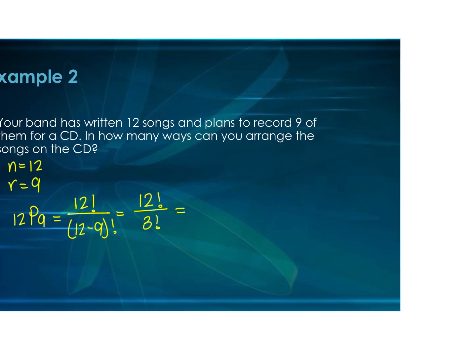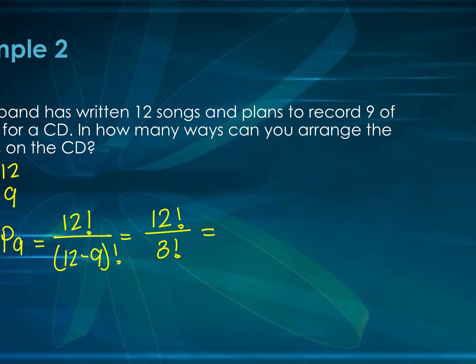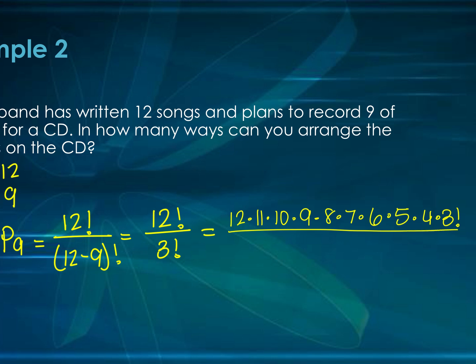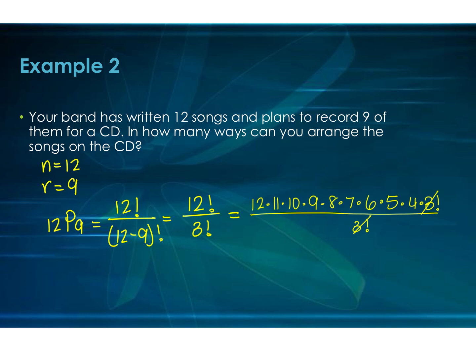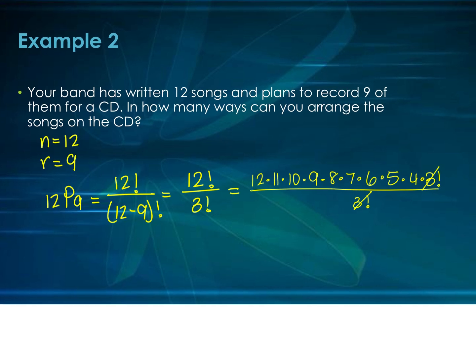This one's going to be a long one. I'm going to get 12 times 11 times 10, 9, 8, 7, 6, 5, 4, and I'm going to stop at 3 over 3. Yes, this one's a lot to write out on your calculator if you're multiplying, but go ahead and plug it in on your calculator. You're going to get a large number because, again, you're multiplying all of these. So I'll give you a second to plug it in. Good. Yes, so how many different ways can I rearrange those 9 songs?